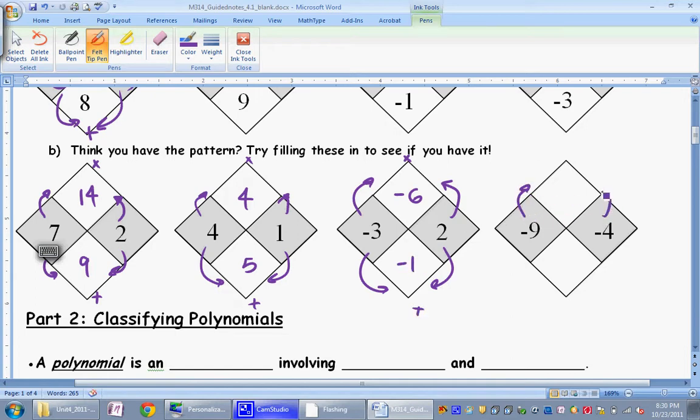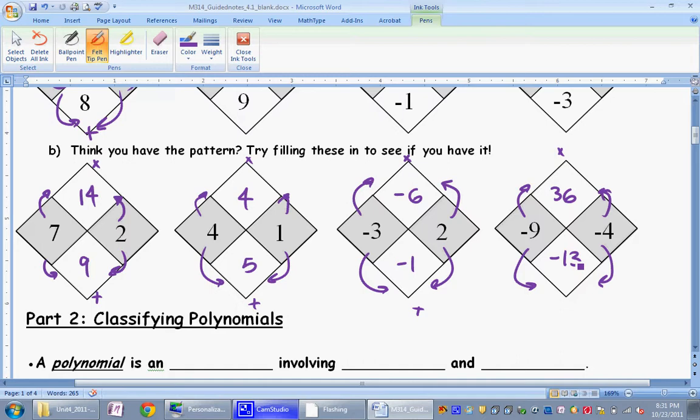Negative 9 times negative 4 is positive 36. A negative times a negative is a positive. And negative 9 plus negative 4 is negative 13. Okay, so those puzzles are not going to be enormously useful for tonight's homework, but later on this week, these are really going to help us make some difficult problems a lot easier.